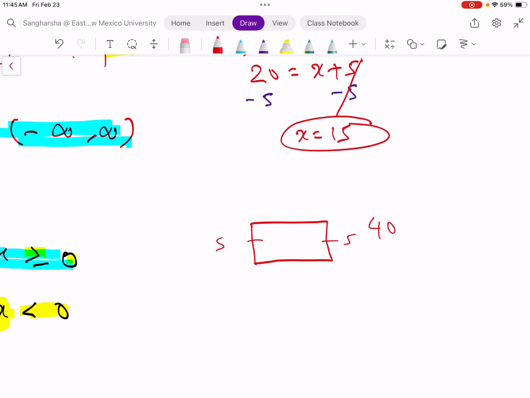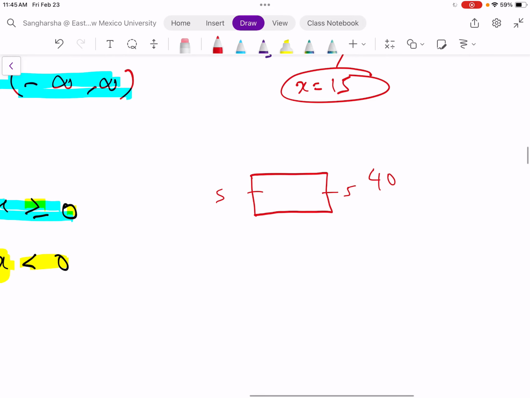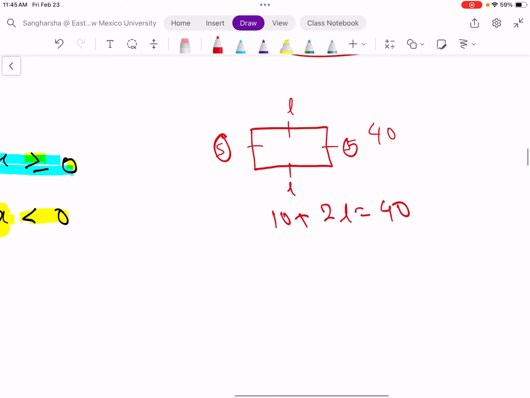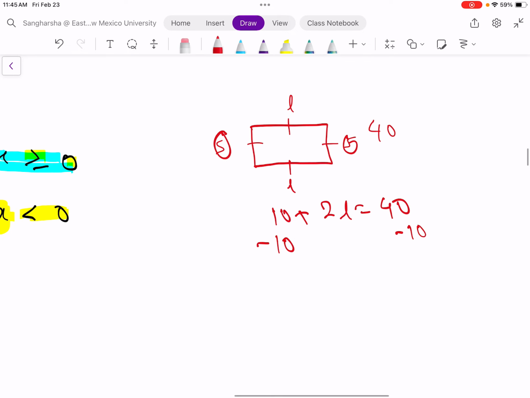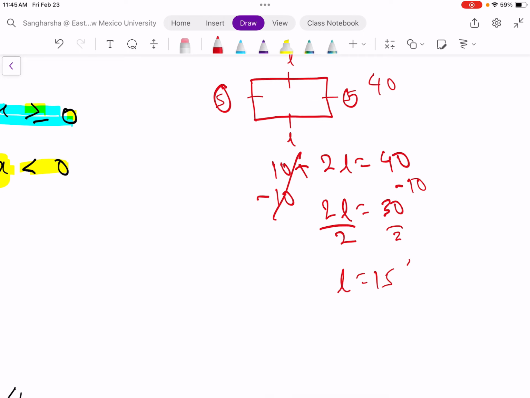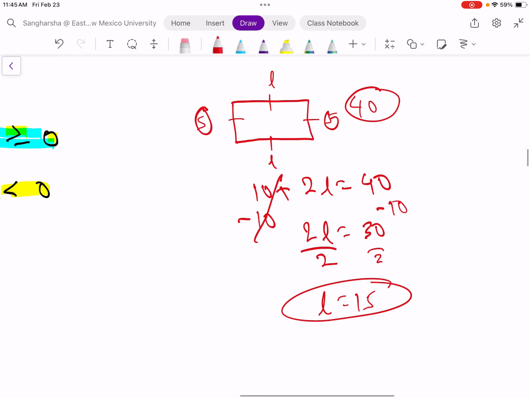So what would be the length here? How do we find the length? Let's call the length L. How do we find the perimeter? We are adding all sides, right? So 5 plus 5, 10, plus 2L equals 40. Subtract 10 on both sides, you have 2L equals 30, divided by 2, your L is 15. So for one perimeter, you get exactly one length, 15.